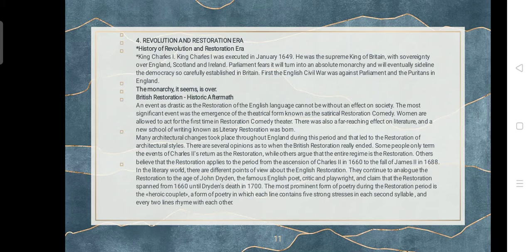First, the English Civil War was against Parliament and the Puritans in England.